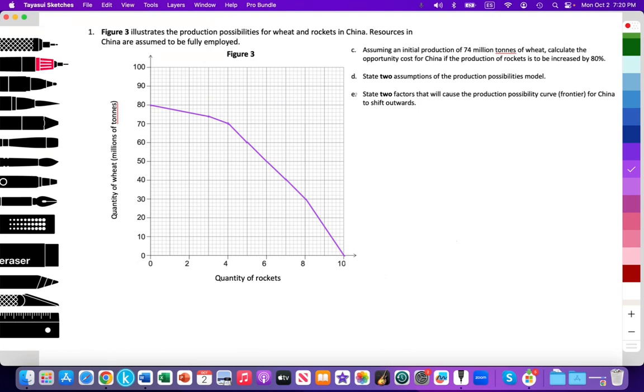And I've chosen C, D, and E because there's a previous video that will be linked below that's very similar to this type of question with a different percentage, a different starting point. So this is just another practice. Assuming an initial production of 74 million tons of wheat, calculate the opportunity cost for China if the production of rockets is to be increased by 80%.